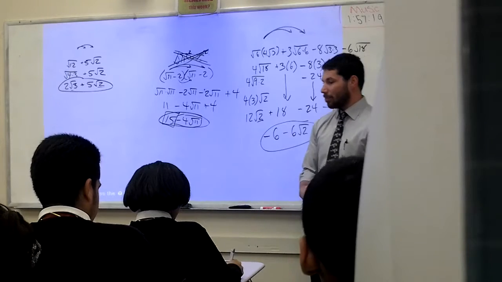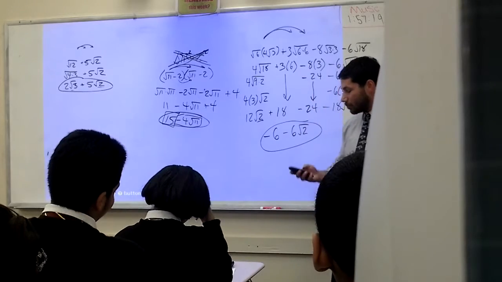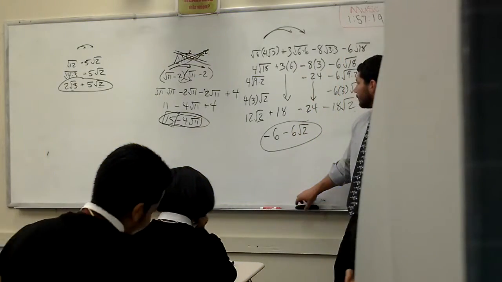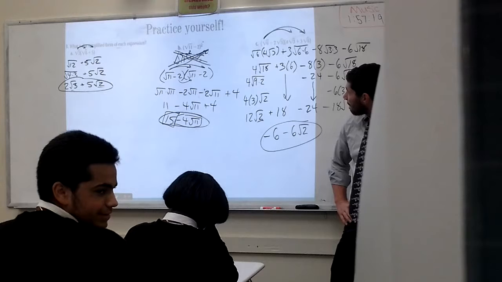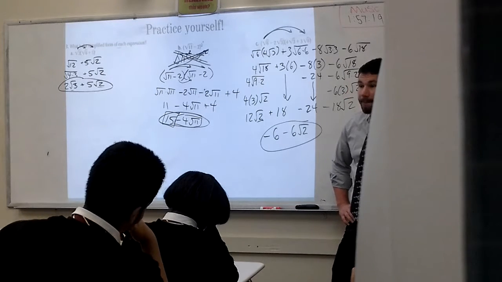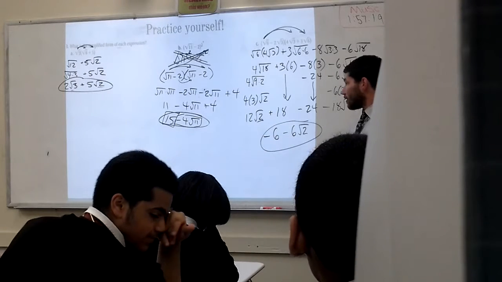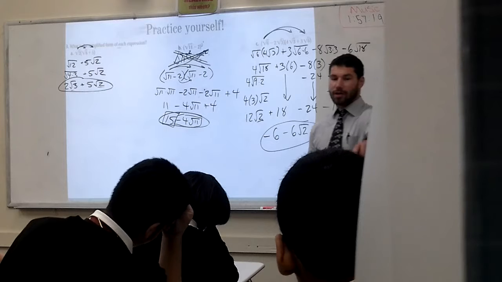Wait, I didn't get that. I got 20 radical 3. How'd you get 20 radical 3? Okay. So I combined them. This is so confusing. I'll check it out in a second. Just circle it, and then I'll come back to it.